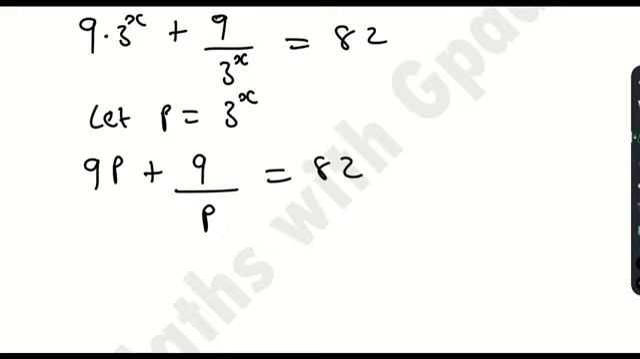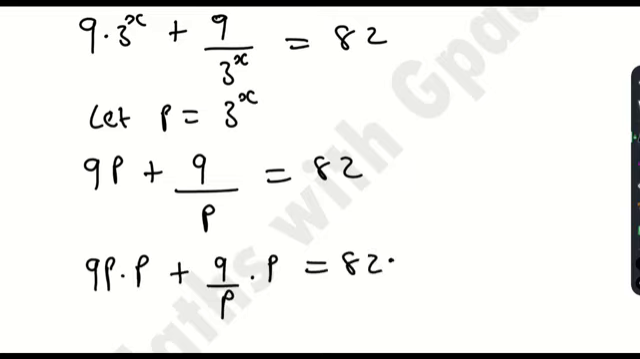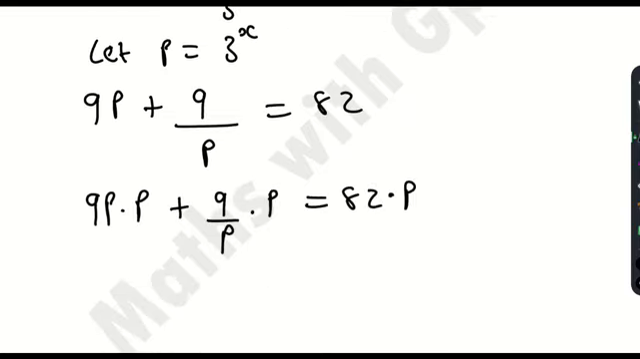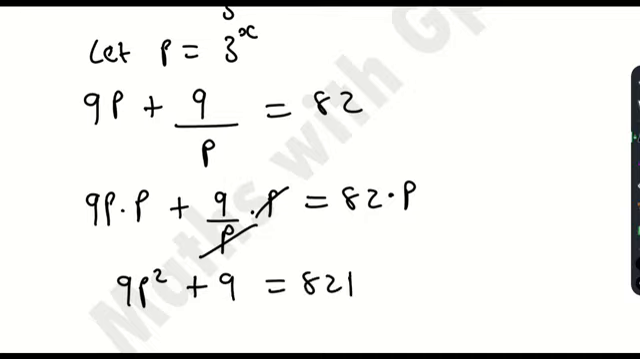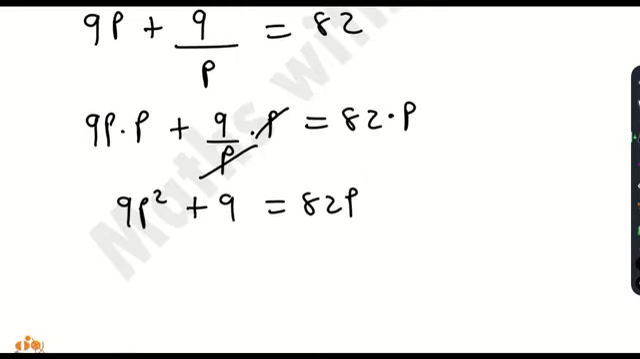So what I will do is to multiply every single term, both on the left hand side and on the right hand side, by p, so as to get rid of the p in the denominator. So it's going to be 9p times p plus 9 over p times p is equal to 82 times p. All right, p here cancels p, which is my intention. 9p times p is 9p squared, then you have plus 9, and this is equal to 82p.